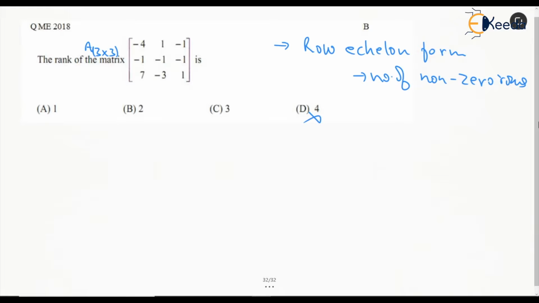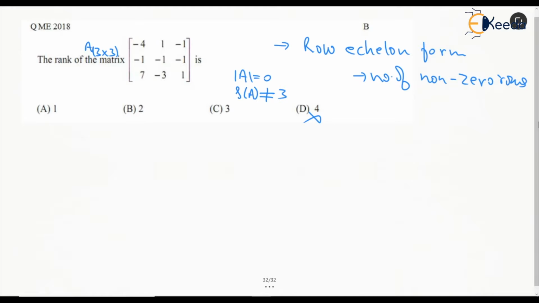Otherwise, another thing we can do is, if by observation we can see that this matrix is singular, that is, determinant equal to 0, then definitely the rank of this matrix is not going to be 3, and of course it has to be less than 3 then. So let's see if we can do this.